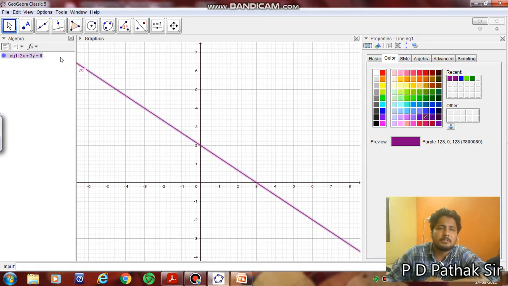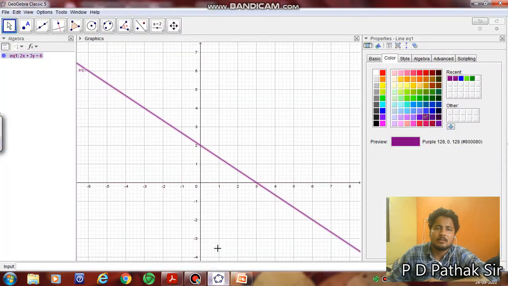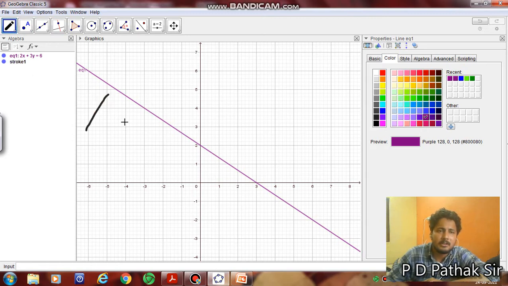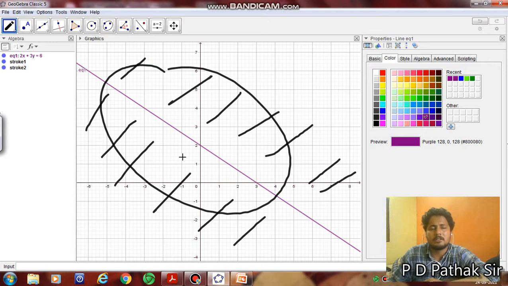It means the graphical representation of linear equation in two variables is a line. Now come on the concept of sixth class. First concept is a line divides the Cartesian plane into two parts. As you are seeing, this is a line, and this line divides this whole Cartesian plane into two parts. One part is this, means lower half plane, and second is this, means upper half plane. It means a line divides a Cartesian plane into two parts and each part is known as a half plane.